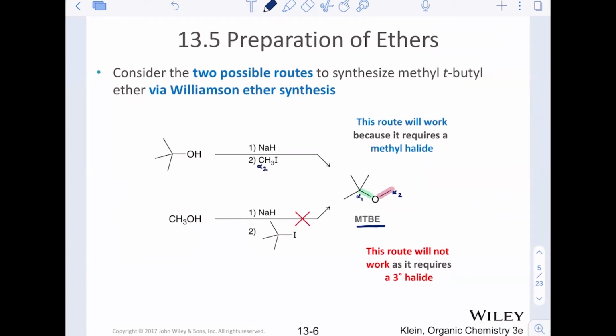This route up on top is the best route to make the desired ether here on the right-hand side, because if we look at the other alpha, it's a tertiary, which does not work with our SN2 reactions. We would instead get an E2 reaction to occur, and that's not going to prepare our ether. So be very careful when choosing step number 2, the alkyl halide. We want it to be a methyl halide or a primary alkyl halide.